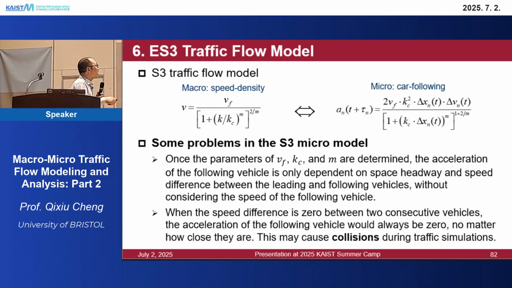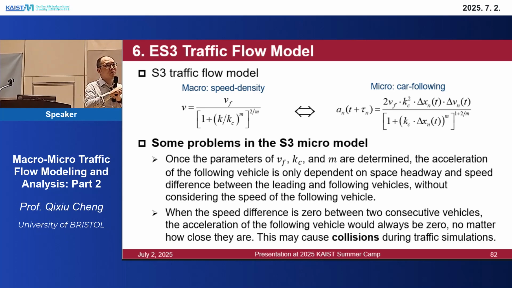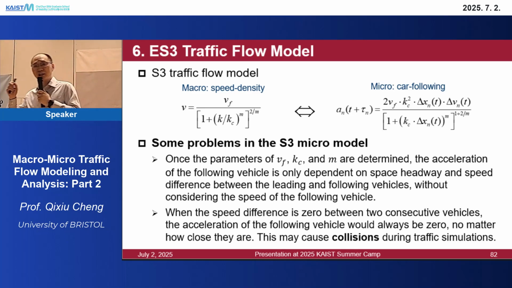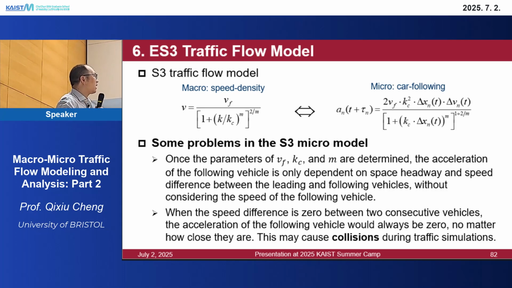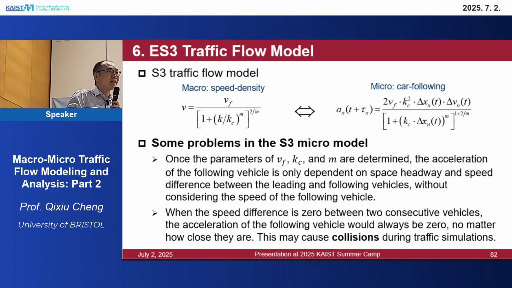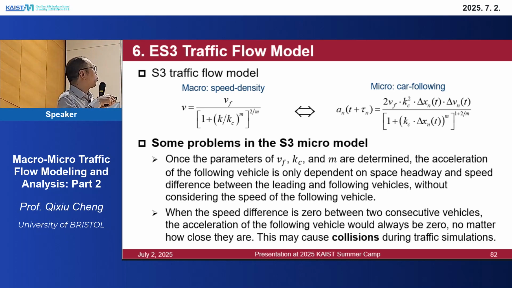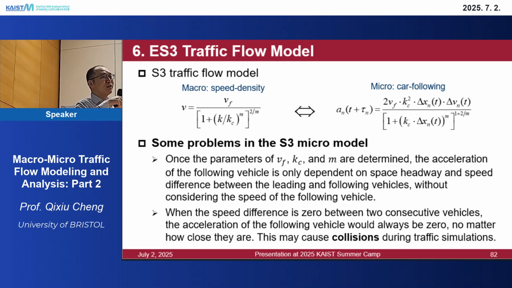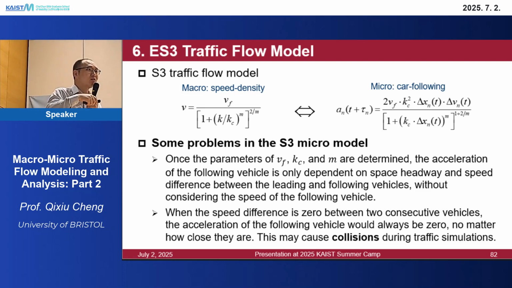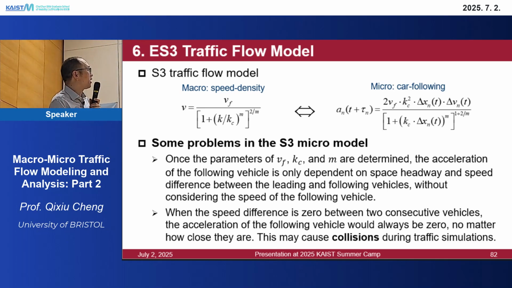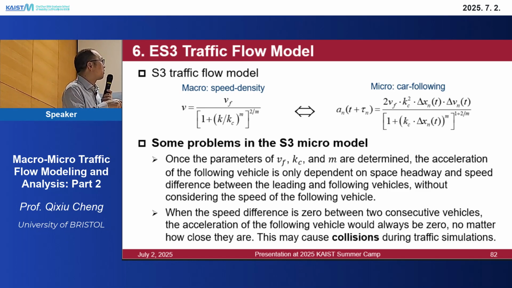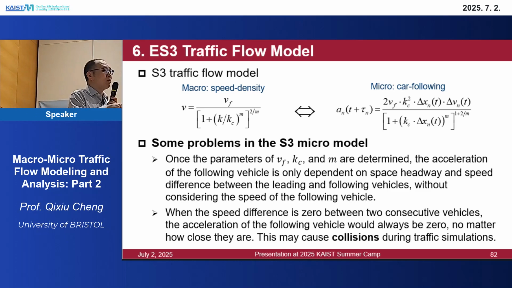Okay, as I said, in the S3 model, I didn't introduce the S3 car-following model because I said there are some errors in the S3 car-following model. So I did another work, we call it the extended S3 traffic model, to solve the problems in the original S3 model. I will introduce what the problem in the S3 model is. Here, this is the original S3 traffic model. It's a macro model and a micro model.